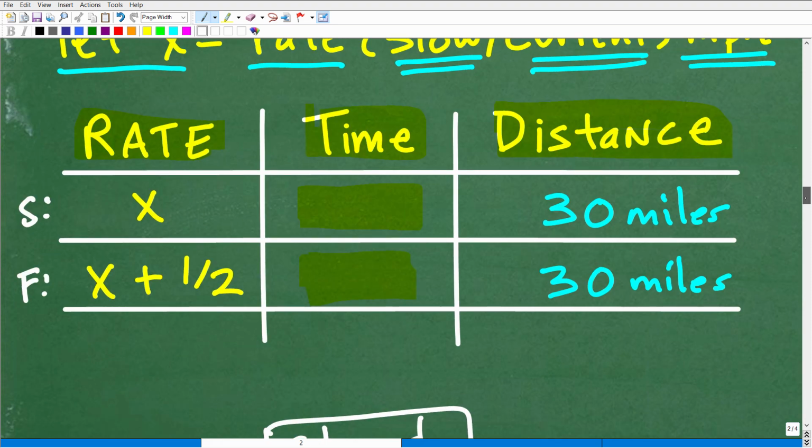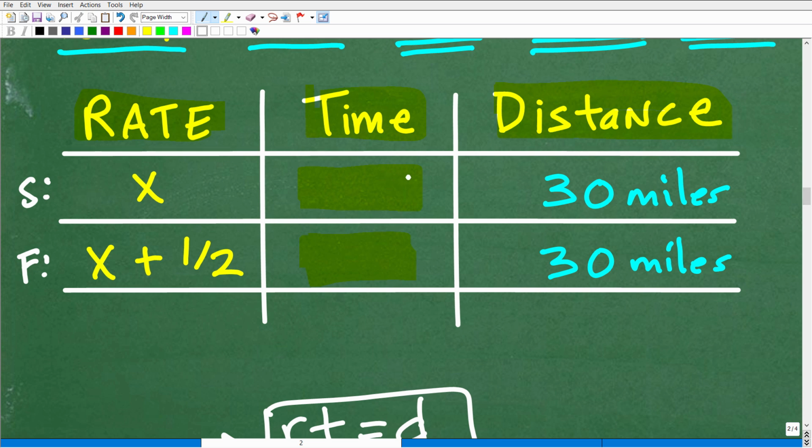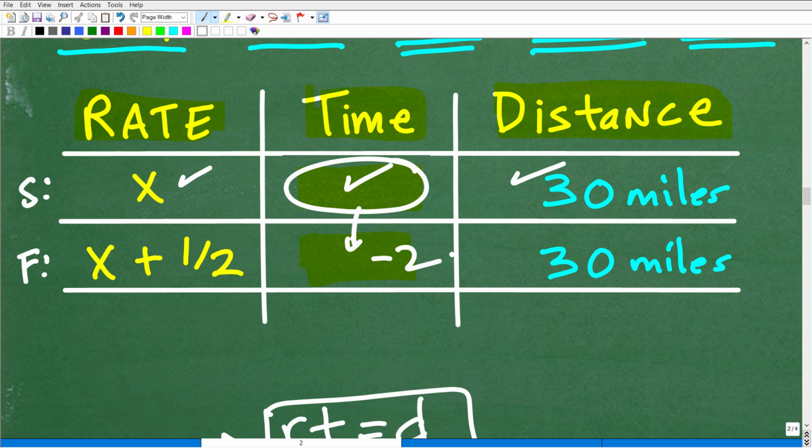Now, if I think about that for a second, I'm like, oh, okay, our time can be distance divided by rate. Well, I have distance here and I have rate here, so I can use this piece of information to get my time. And whatever this is, the time down here is going to be 2 hours less.